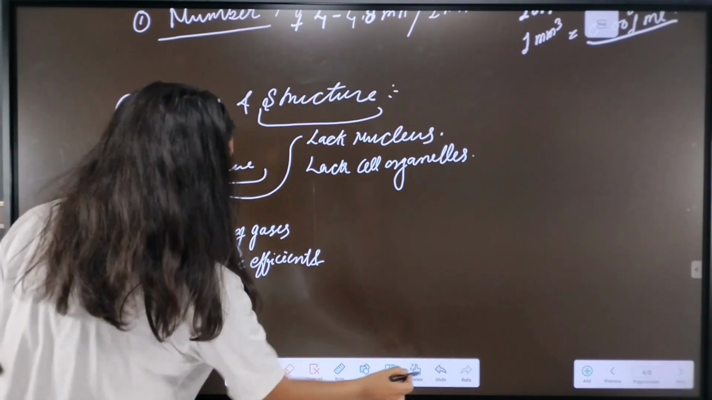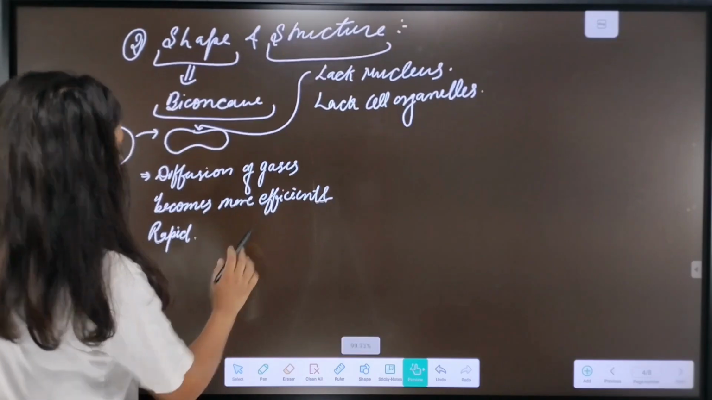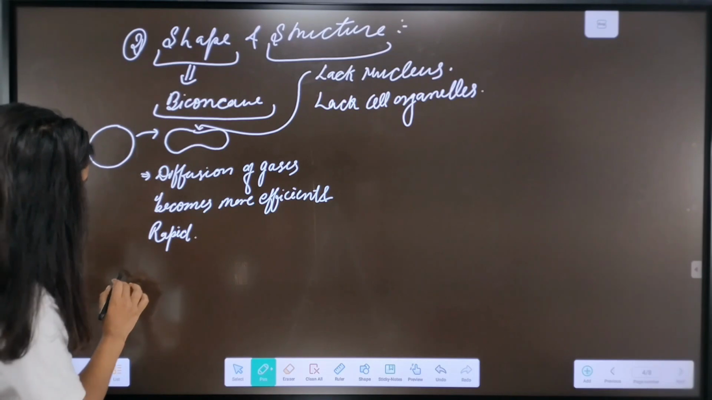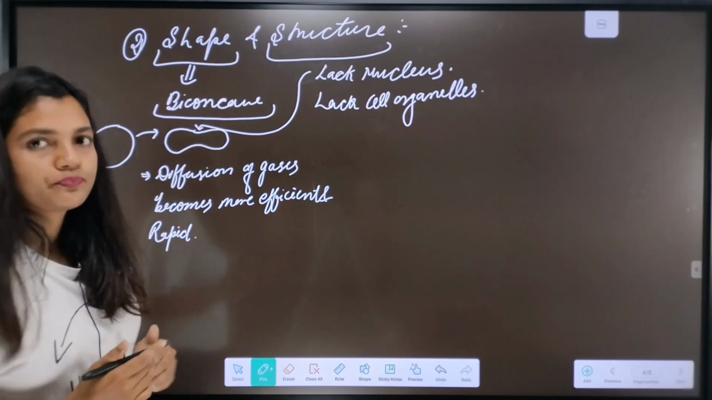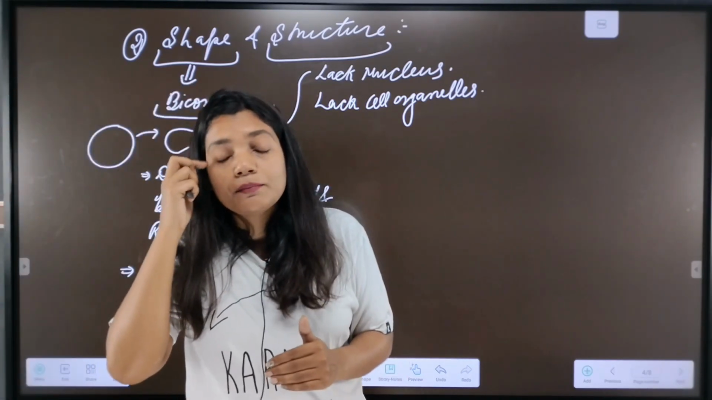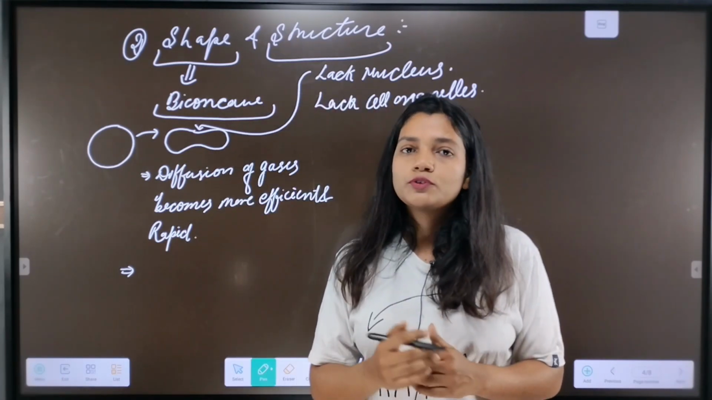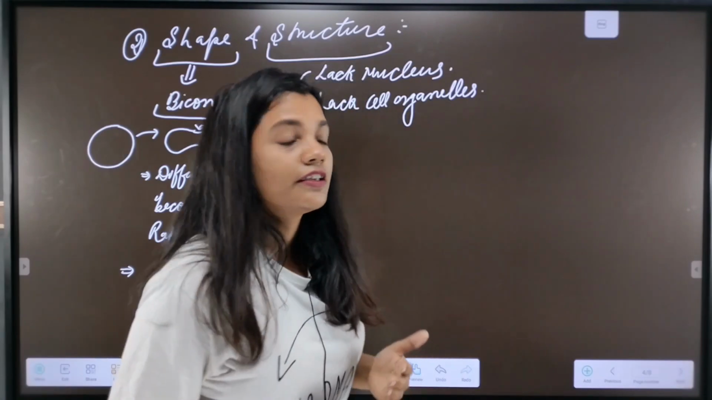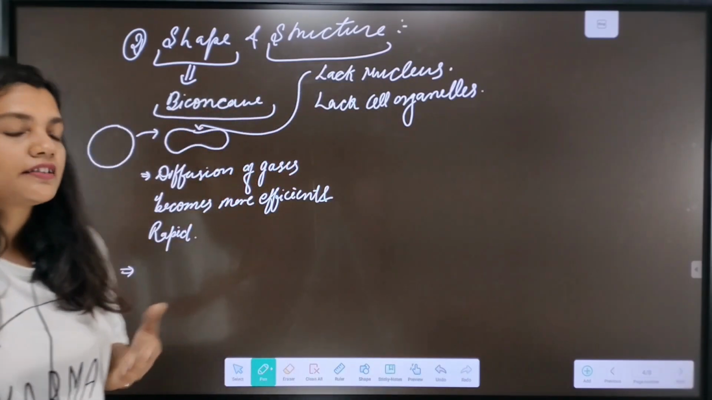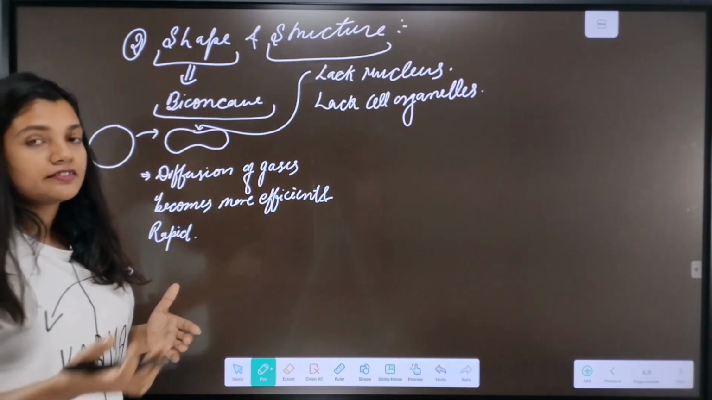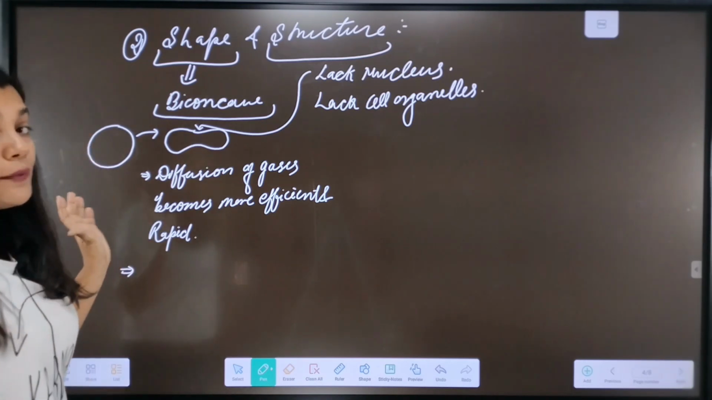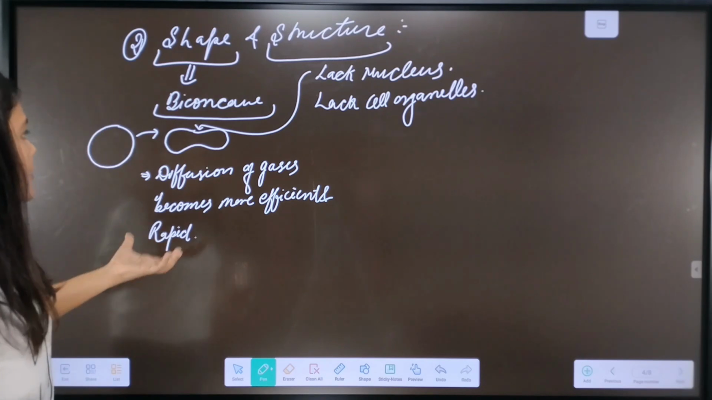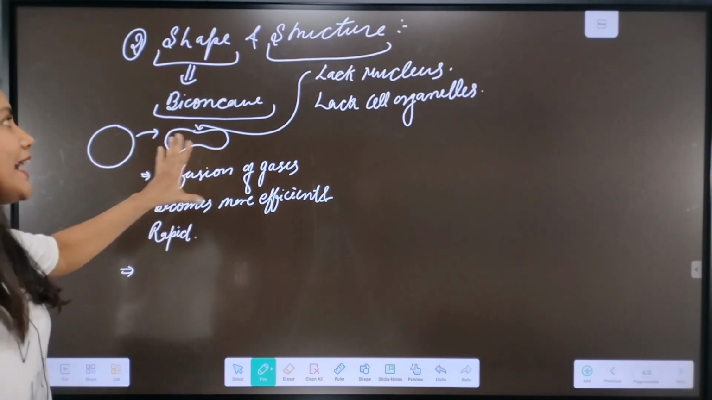What is the next advantage of this biconcave shape? Actually, if you see our blood vessels, not every blood vessel has the same diameter. As we know, some are the aorta, some are the vena cava, and there are capillaries, veins, arteries, etc. And capillaries specifically have a comparatively very small diameter, even less than the size of the RBCs, although they are very tiny in shape.